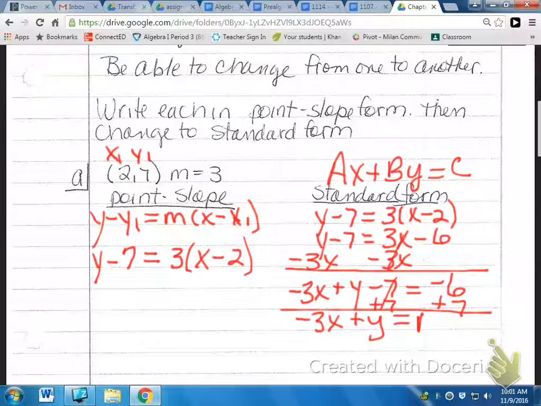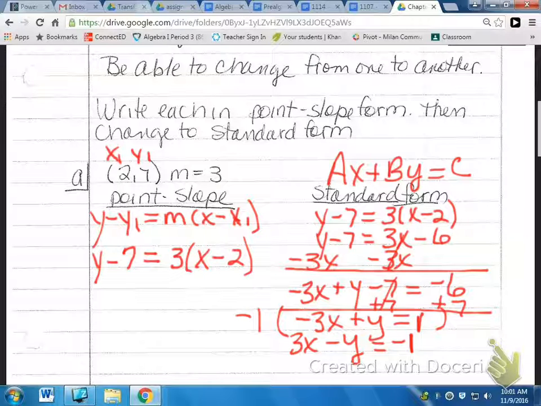Now, there are 3 rules associated with the standard form. First rule, what about a? It has to be what? Positive. Is it? Nope. You fix it by multiplying by negative 1. So that means 3x minus y equals negative 1.